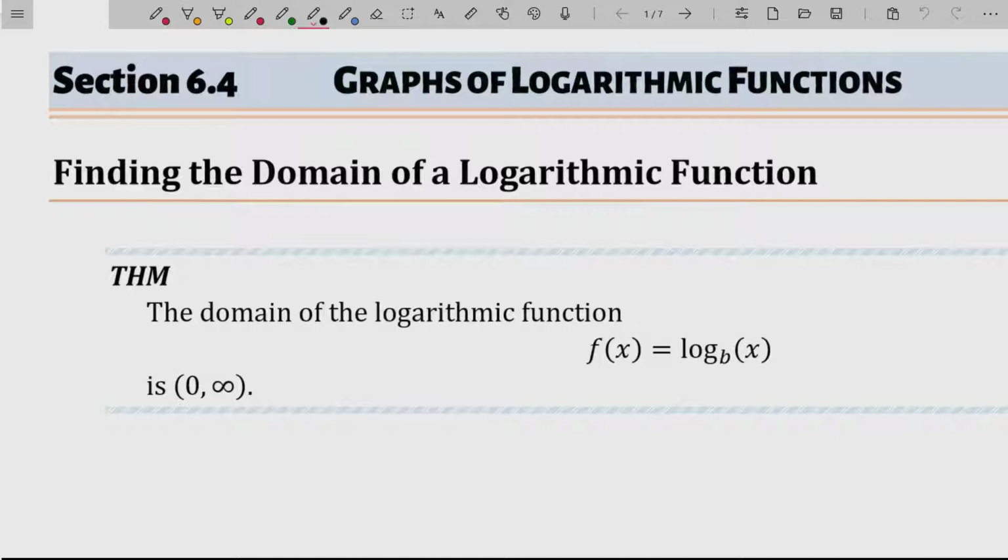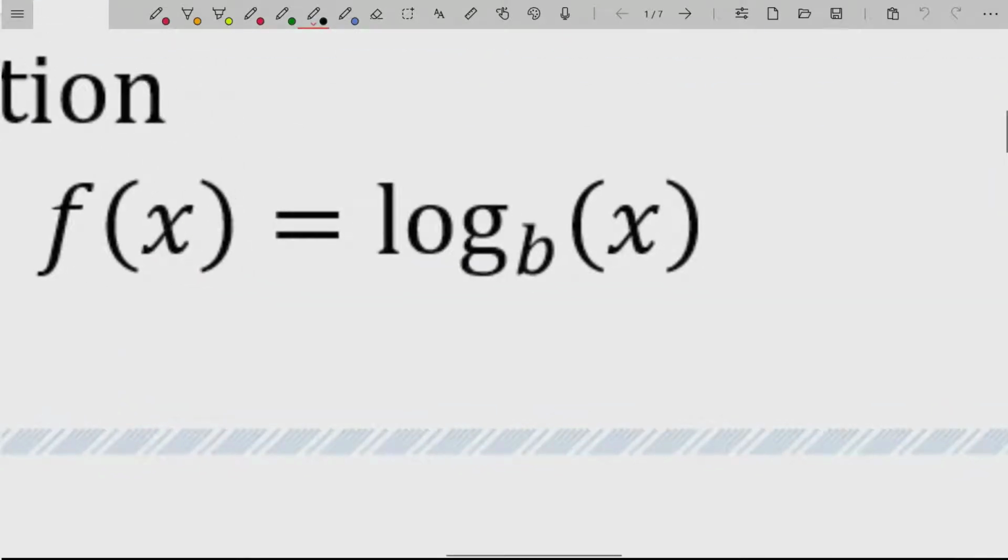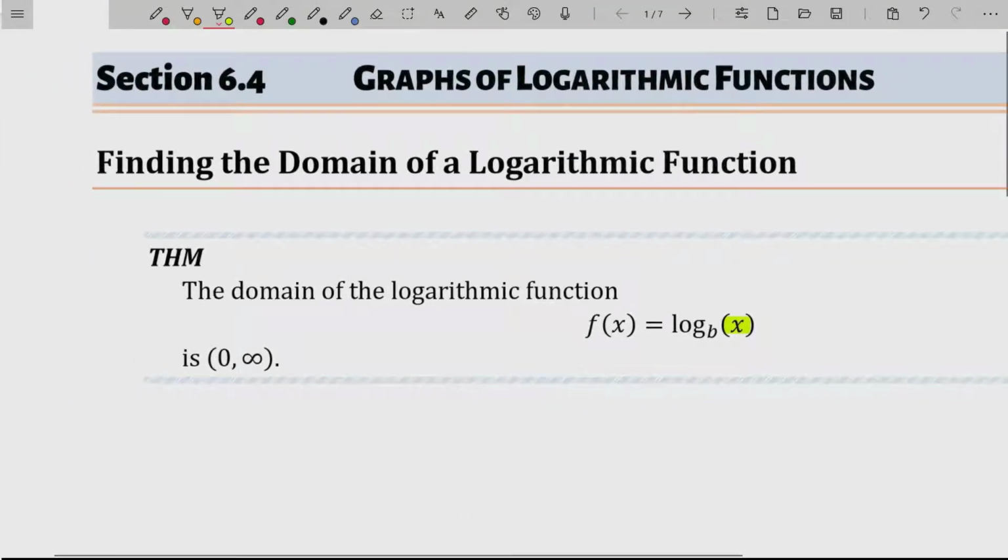All right, in this video, we're going to spend time on probably one of the most important parts of logarithmic functions, and that is finding the domain of a logarithmic function. Recall, the domain of a logarithmic function is all positive real numbers. In other words, the argument of this logarithmic function must be positive. It can't be zero and it cannot be negative. That being said, the rest of this video is just going to be focused on finding domains of logarithmic functions.